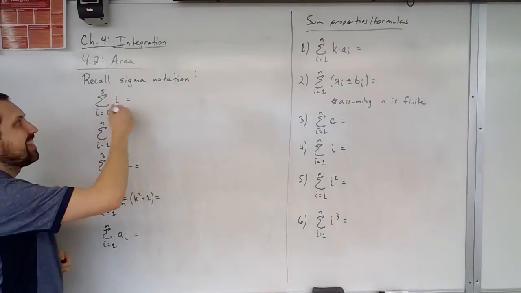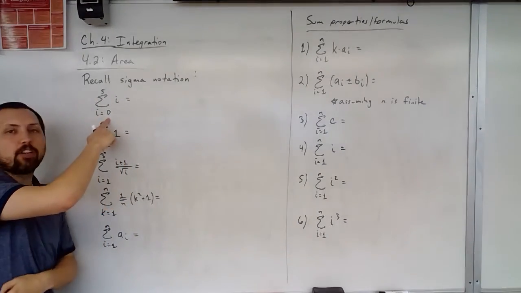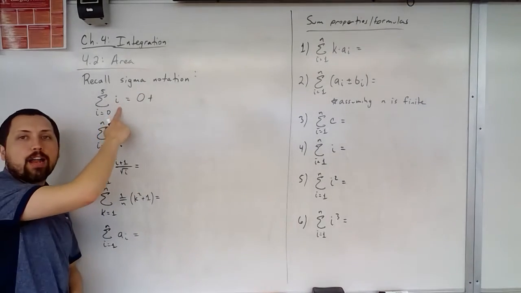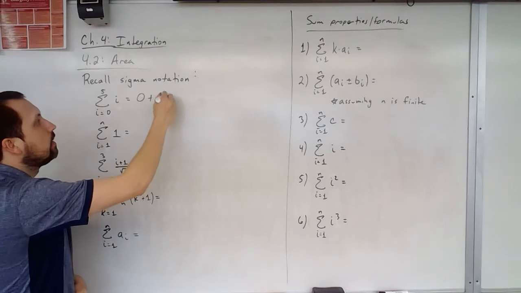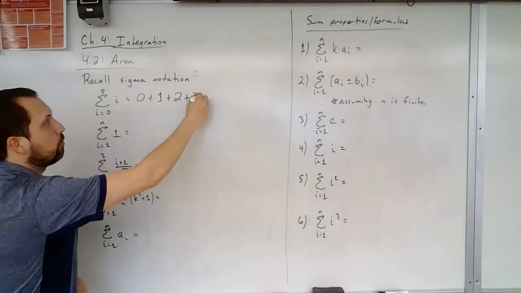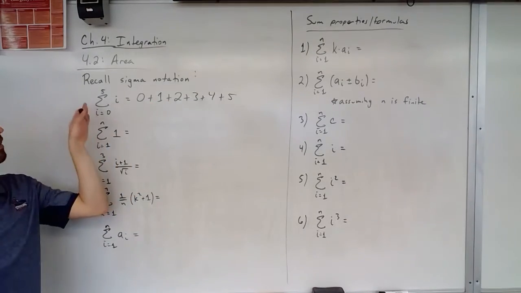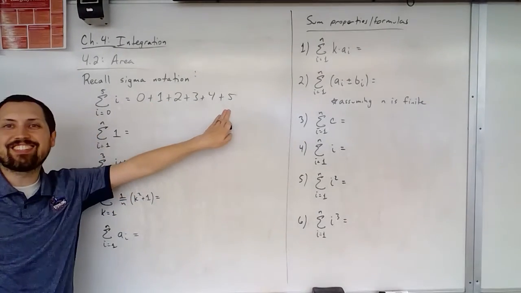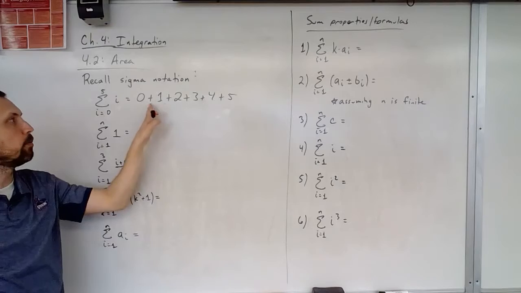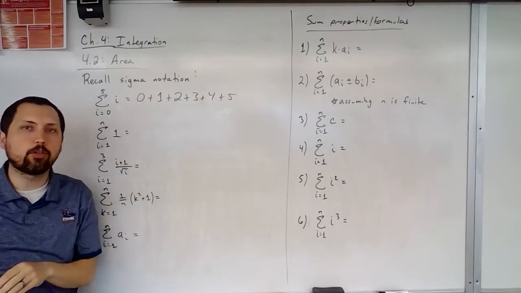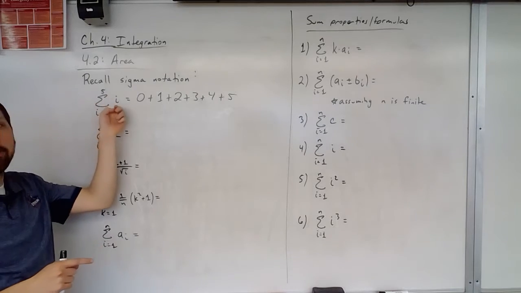So what this is saying is that i starts at 0, but then I'm going to add on i when i is now 1, and then 2, and then 3, and then 4, and then 5. So this sigma notation is representing this sum of 0 plus 1 plus 2 plus 3 plus 4 plus 5. You can add that together if you wanted to, but this is just helping us understand sigma notation.